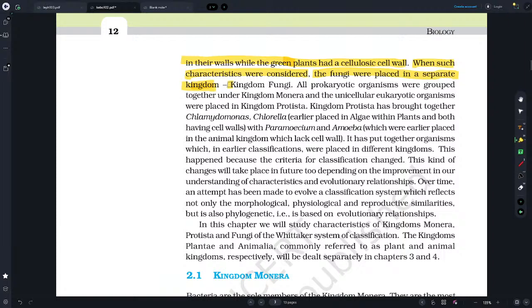Archaebacteria differ from other bacteria in having a different cell wall structure, and this feature is responsible for their survival in extreme conditions. What is the difference between archaebacteria and eubacteria, if you ask? The difference is that archaebacteria have a special cell wall. This special cell wall structure helps in protecting the archaebacteria and helping them survive in these extreme conditions.